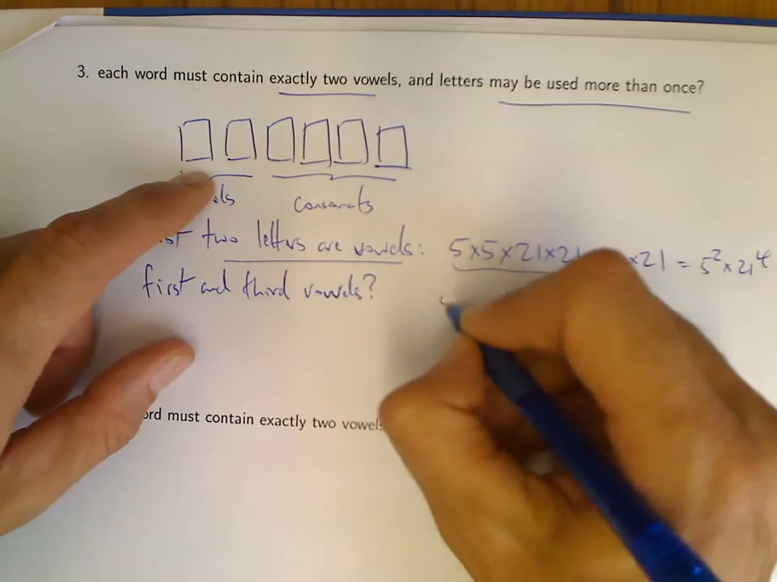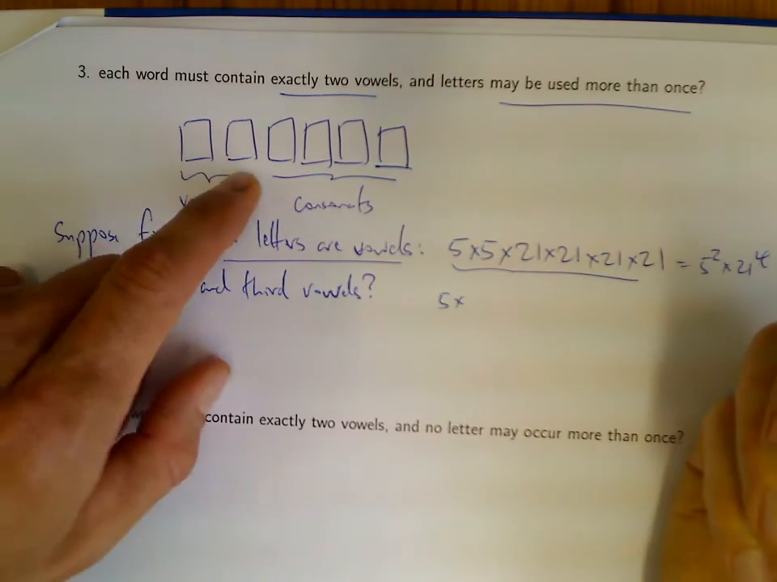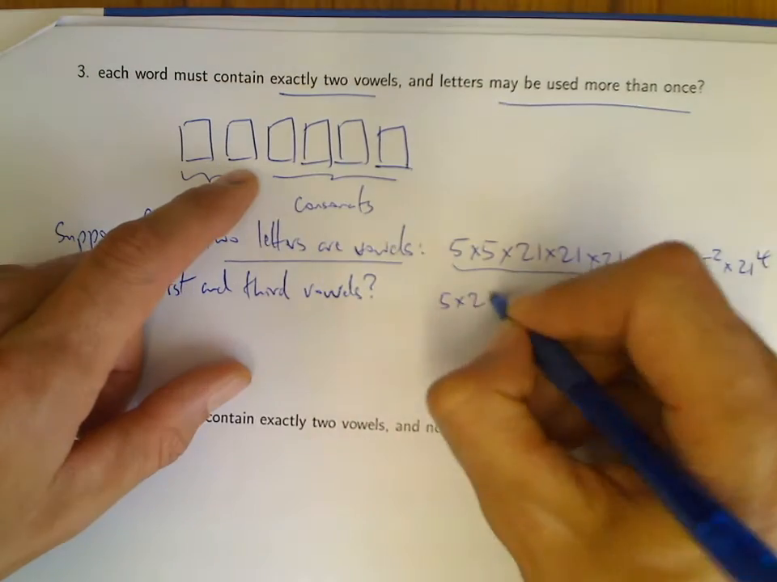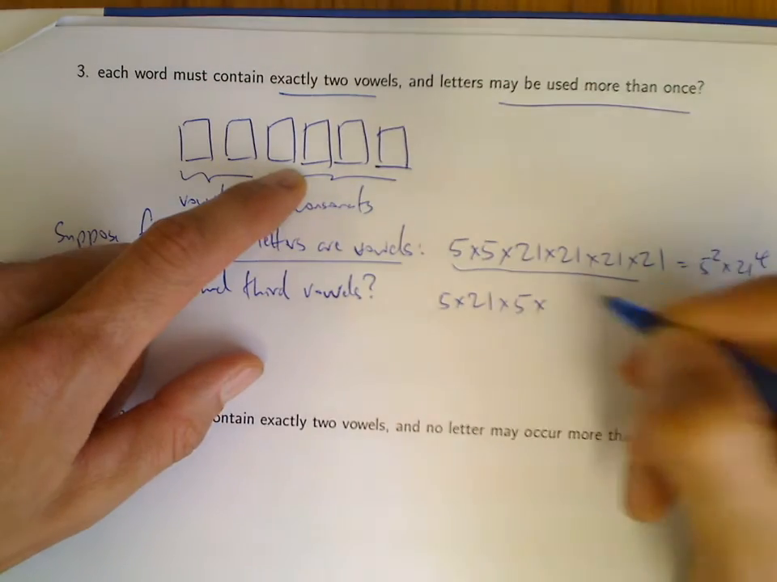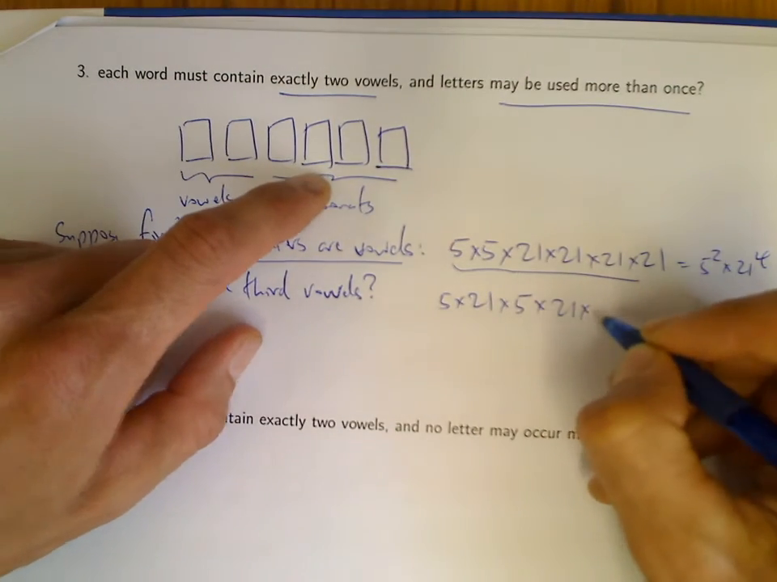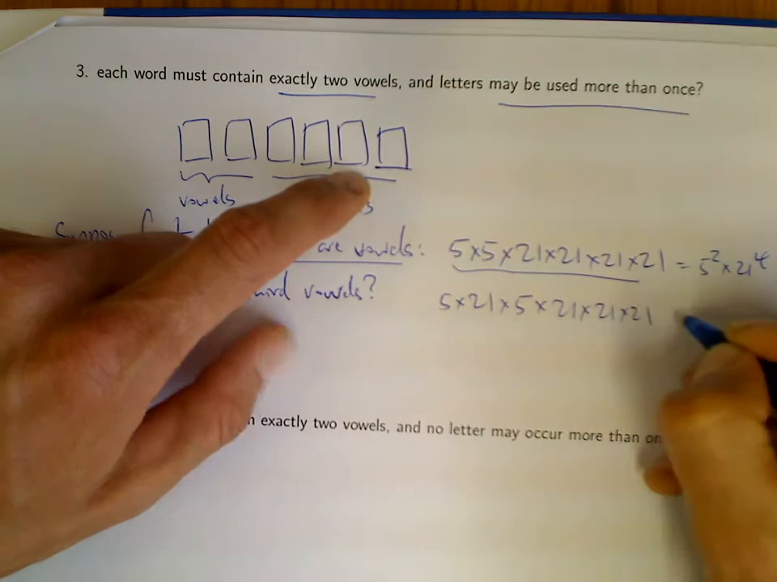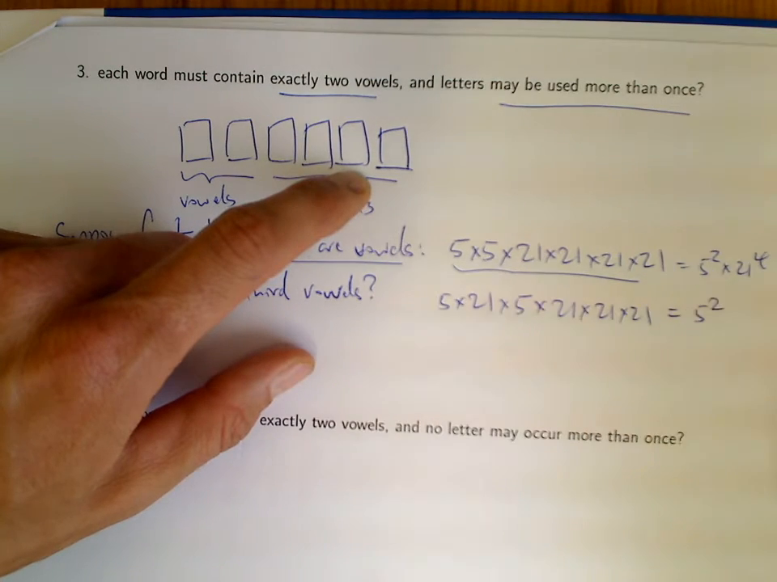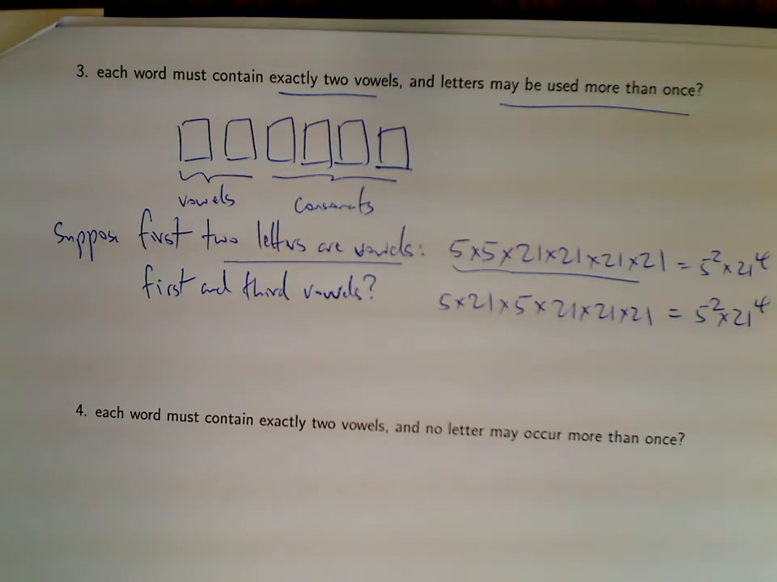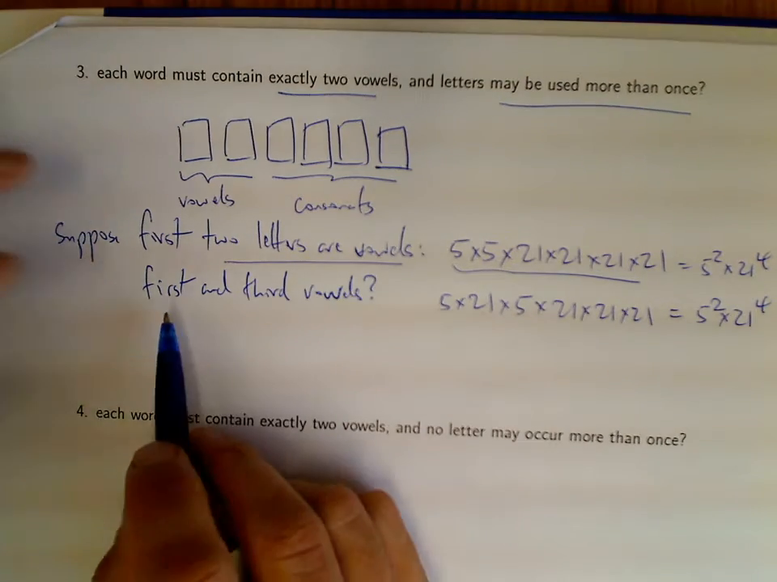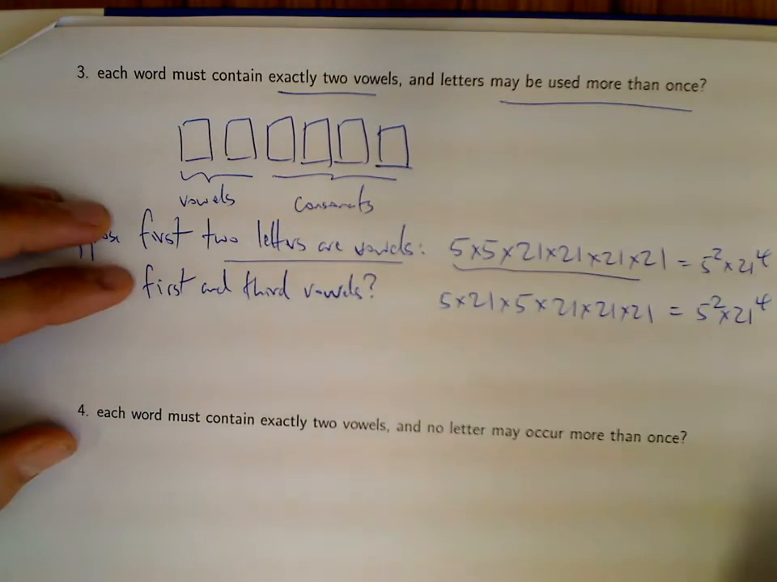Well then I'd have 5 choices for what goes here. This one would need to be a consonant, so that one's going to be 21, and then I'll have 5 choices here again, because I said that was going to be a vowel, and then I'll have 21 choices for the last 3. So again, I get 5 squared times 21 to the 4. So that's if the first and third are vowels, or the first 2 are vowels.